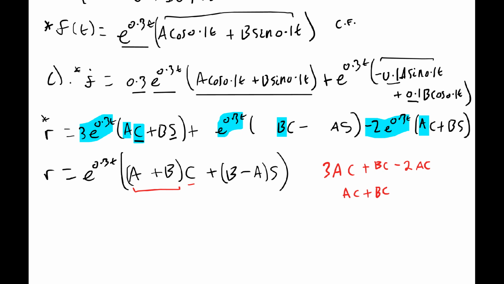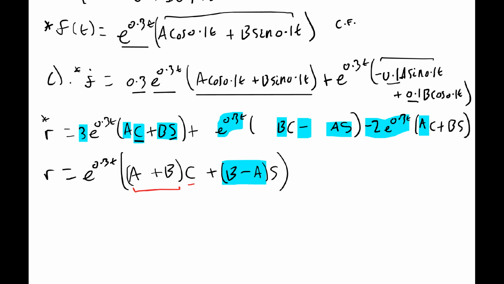And then similarly for the sine, we have 3b sine plus, sorry, minus a sine, take away 2b sine. So then we get b minus a as the bracketed expression. And this will make the rest of the question somewhat easier.